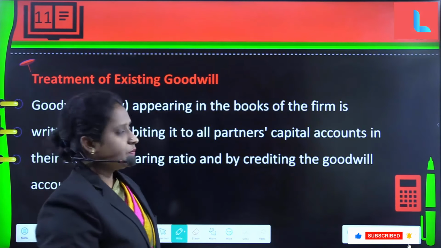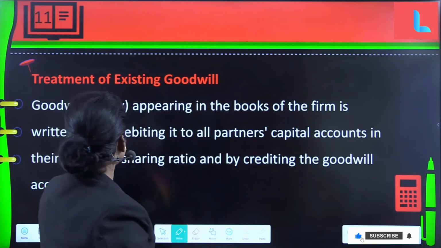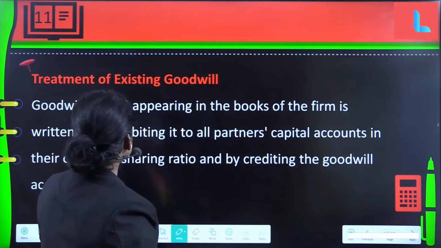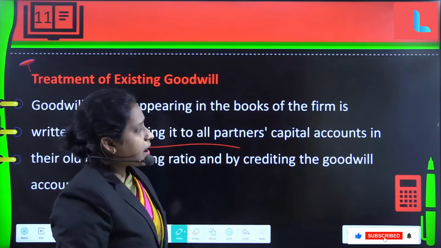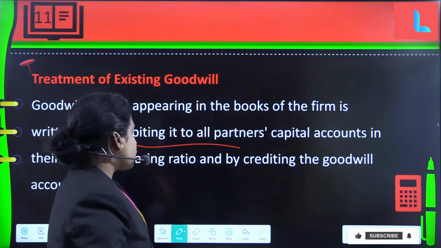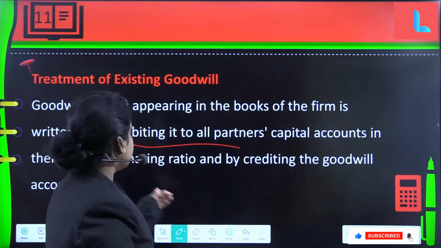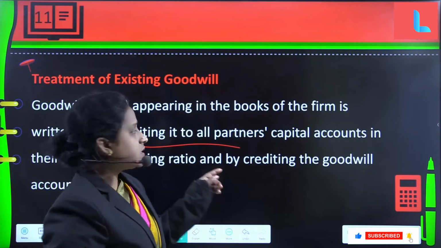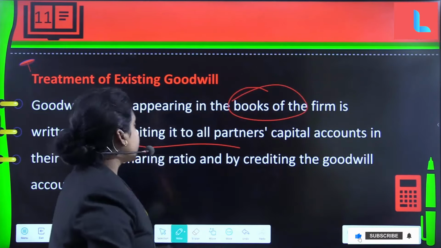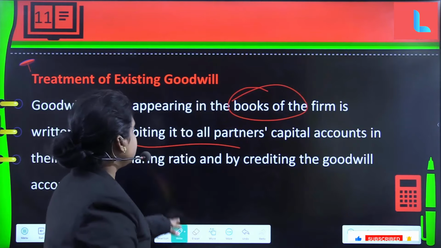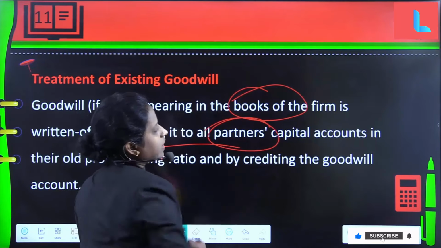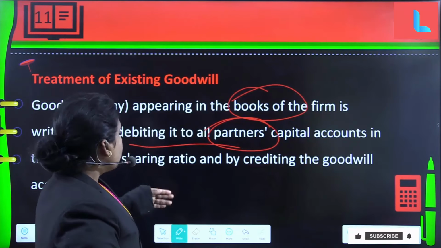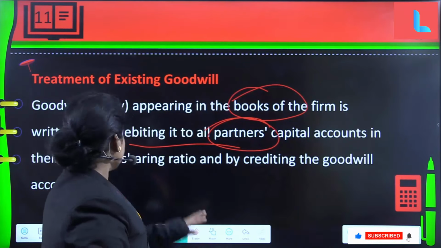Treatment of existing goodwill. If there is any goodwill appearing in the books of the firm, it is written off by debiting it to all partners' capital accounts in their old profit sharing ratio and by crediting the goodwill account. So it will be distributed in the old profit sharing ratio.